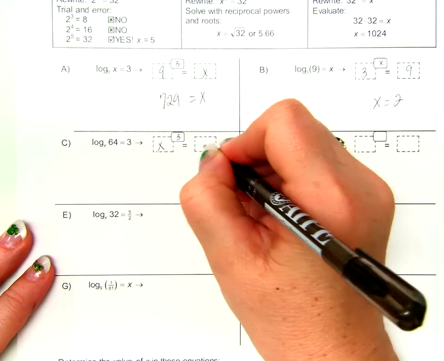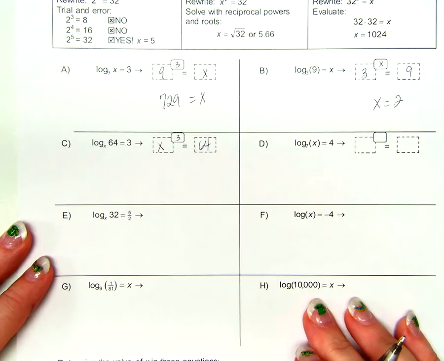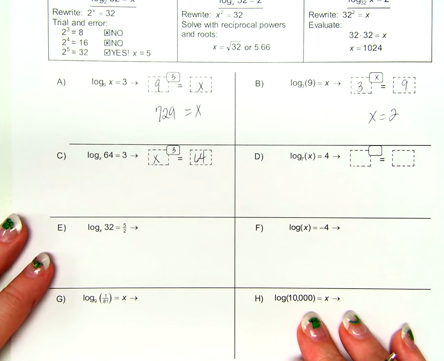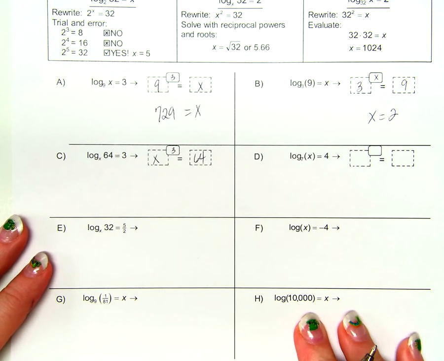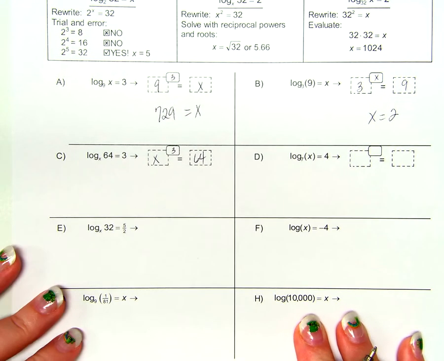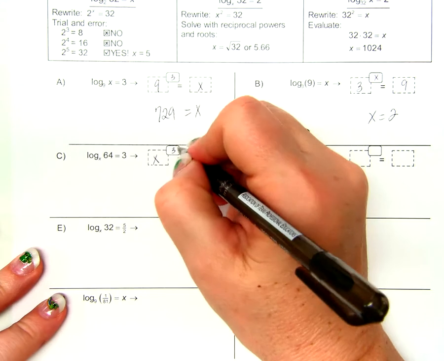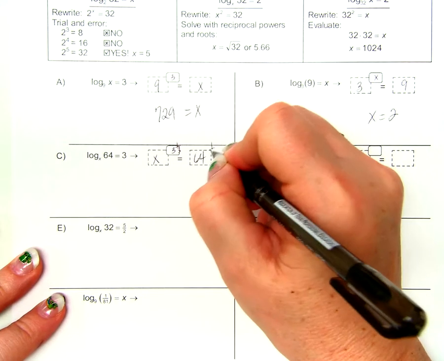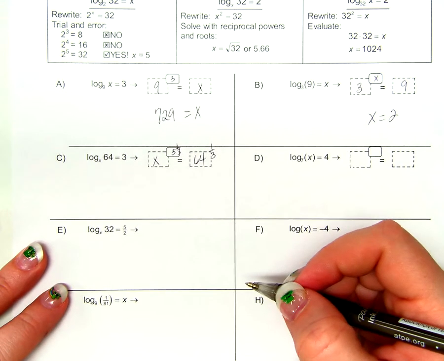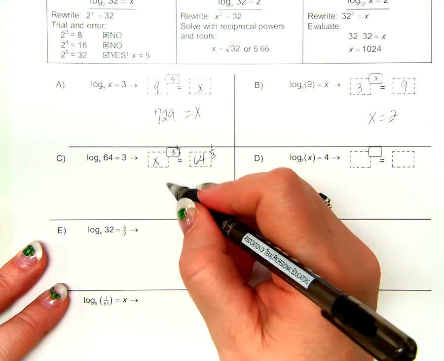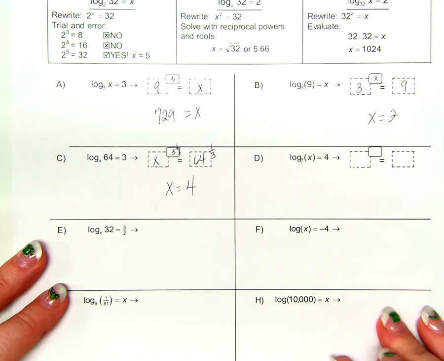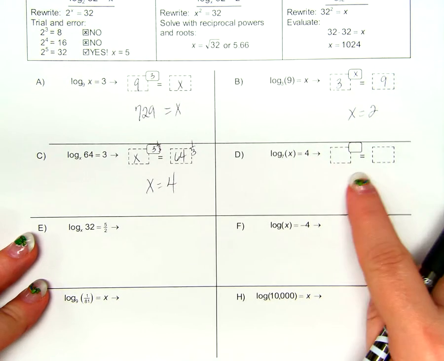X to the third equals 64. How do we solve that? I mean, obviously you know what the answer is, but do you know how to get it mathematically? So raise it to the 1/3 power, like we did last chapter, right? Cube root, x equals 4. What about d?